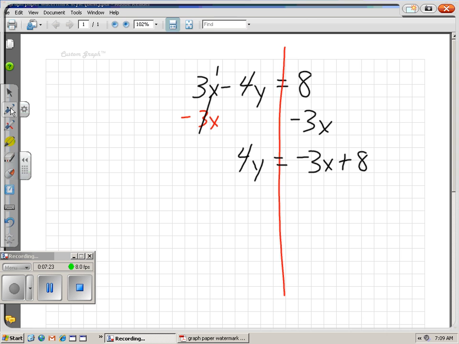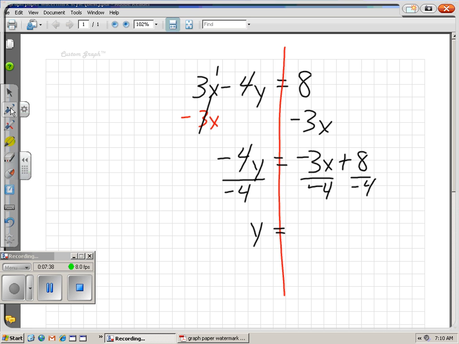Here's a real common mistake. You guys see what I did? I brought down the 4y, and I forgot the negative. Lots of people forget that. That's a real common mistake. Be careful. And then finally, divide by negative 4 and simplify.